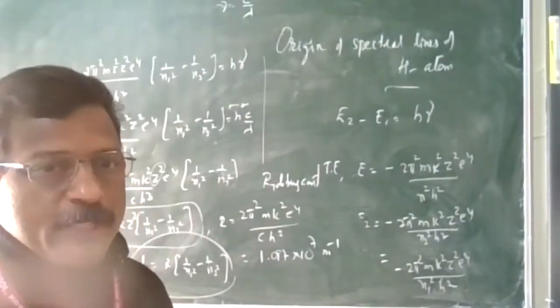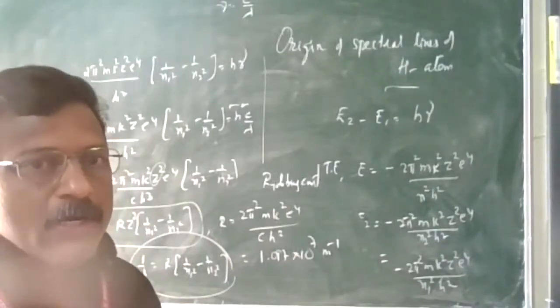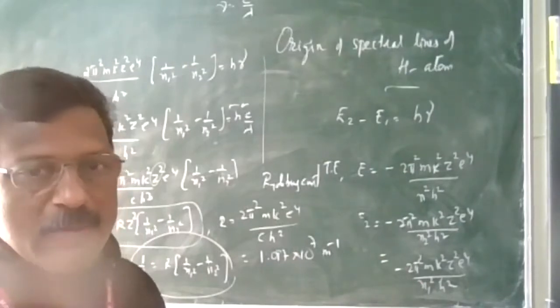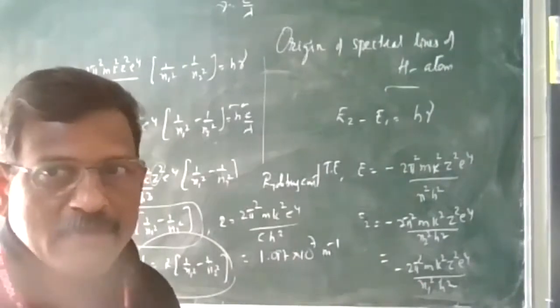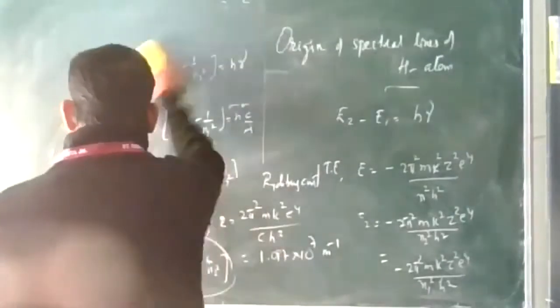So before Bohr's theory of this equation, many scientists had already observed different spectral series, Lyman series, Balmer series, etc. So Bohr gave an explanation for the different spectral series of hydrogen.